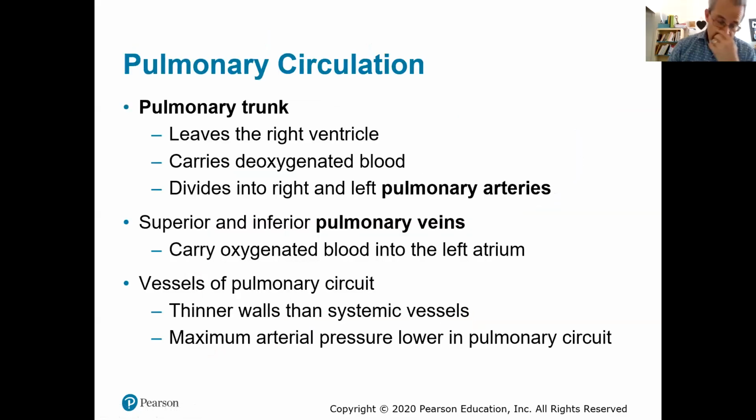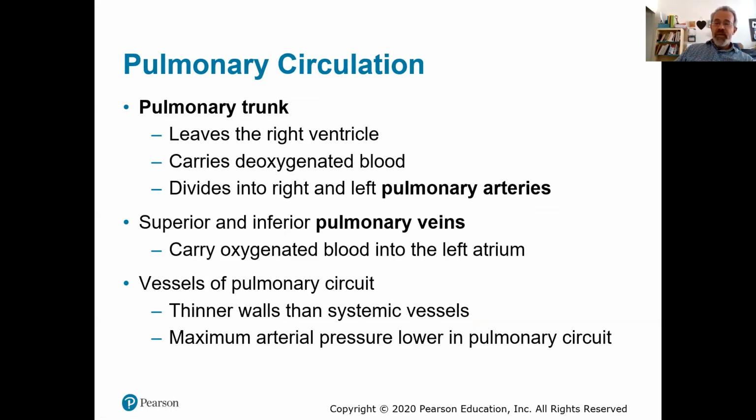All right. So let's take a look at the pulmonary circuit. In the pulmonary circuit, blood leaves the right ventricle. So remember, this oxygen-poor blood came back to the right side of the heart through the vena cava to the right atrium, then to the right ventricle, which pumps this oxygen-poor blood out into the pulmonary arteries.